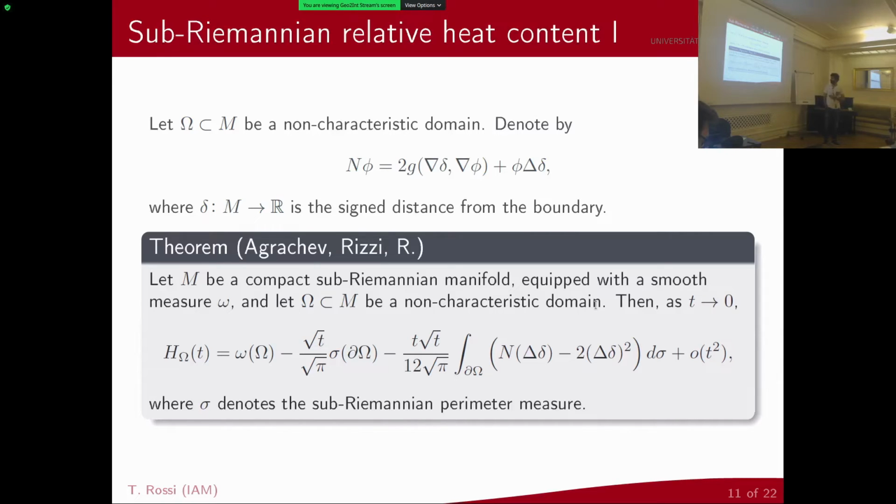However, the coefficients that we are able to compute are actually the sub-Riemannian counterpart of those coefficients that appeared in the Riemannian setting. Indeed, as a first order coefficient, we have the sub-Riemannian perimeter measure of the boundary of the domain, and as a third order coefficient, we have some complicated expression which still depends on this sub-Laplacian of the distance function, which is actually the so-called horizontal mean curvature of the boundary of the domain. So in this case, we don't need the Levi-Civita connection to define the mean curvature of the boundary, but it's enough to use this equivalent definition.